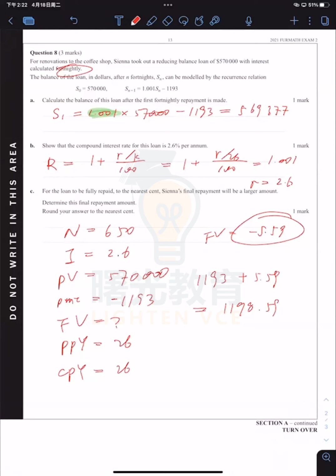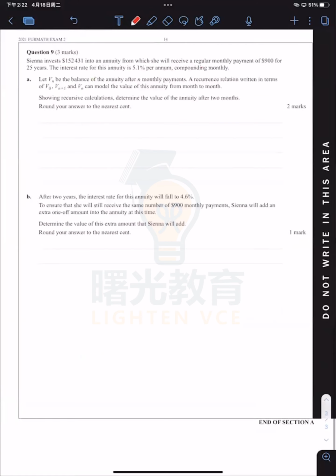Okay, now last one. Sienna invests $52,431 into an annuity from which she will receive a regular monthly payment of $900 for 25 years. All right. The interest rate for this annuity is 5.1% per annum, compounding monthly. Now, let VN be the balance of the annuity after a monthly repayment.